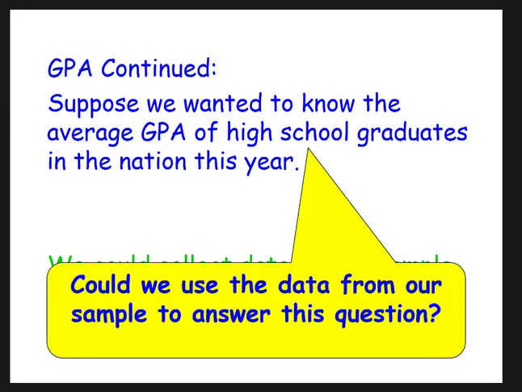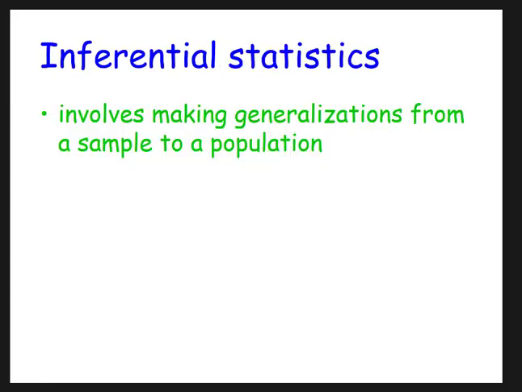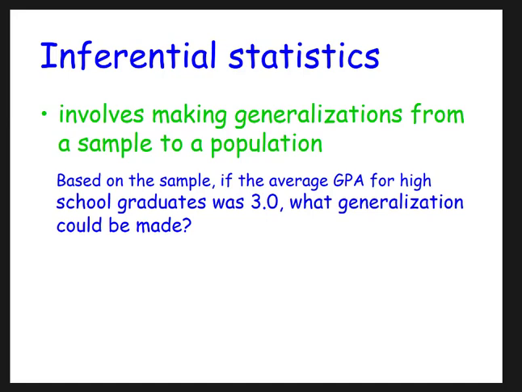So how could we use the data from our sample to answer a question? Once we've gathered it and organized it, what are we going to do with it? That's where the inferential statistics comes in. It involves making either a generalization from a sample to the population. Our sample had an average GPA of 2.8, so we're going to assume the population has an average GPA of close to 2.8. Or it might be used for making a decision.